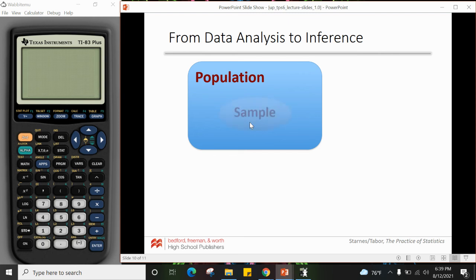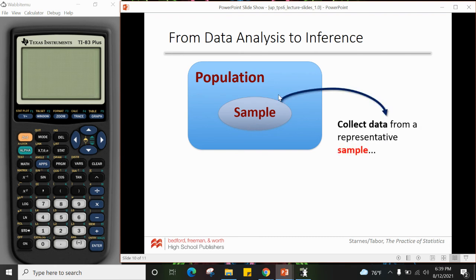So instead of that, we take a sample. A sample is a group taken from inside the population. So a really common example would be, hey, our population is everybody at Naperville North High School, and our sample is going to be the students in my class. We're going to collect data from our sample. So I'm going to go around the room and ask everybody, how many siblings do you have? And from there, I'm going to use that as a descriptive statistic to perform some data analysis.